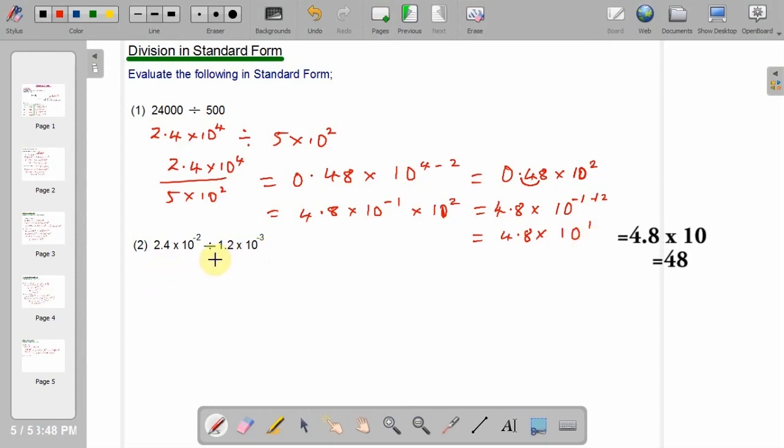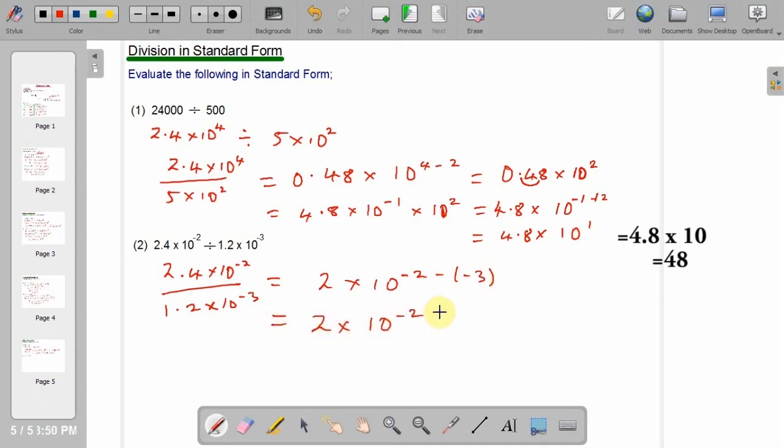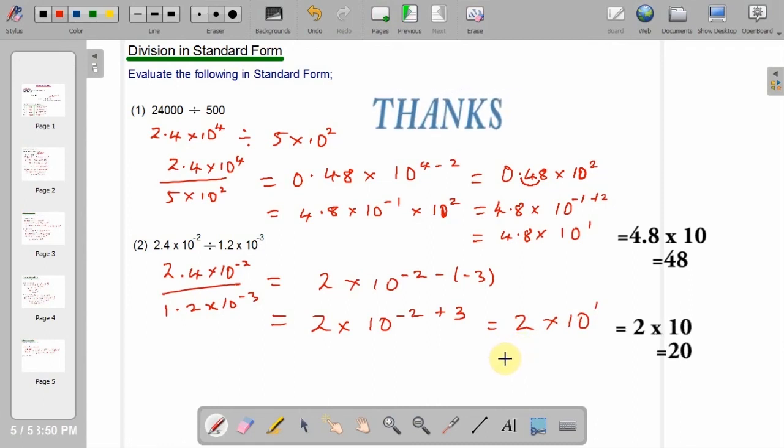It's given to us in standard form. You can write it this way, 2.4 times 10 to the power minus 2 divided by 1.2 times 10 to the power minus 3. This gives us 2.4 divided by 1.2, which is 2, times 10 to the power minus 2 minus minus 3, which is equal to 2 times 10 to the power minus 2 plus 3, which is 2 times 10 to the power 1. This becomes your answer.